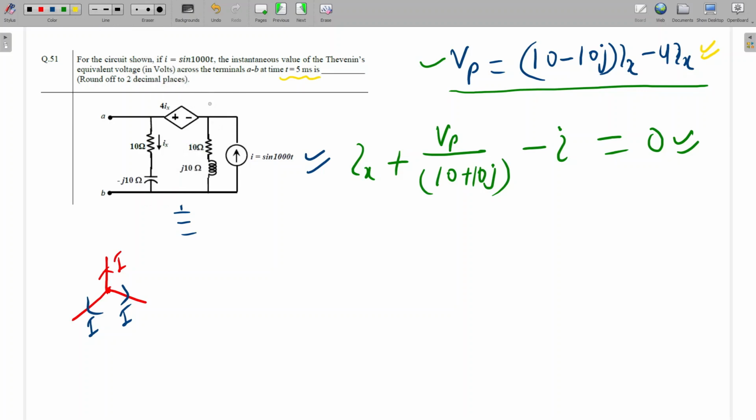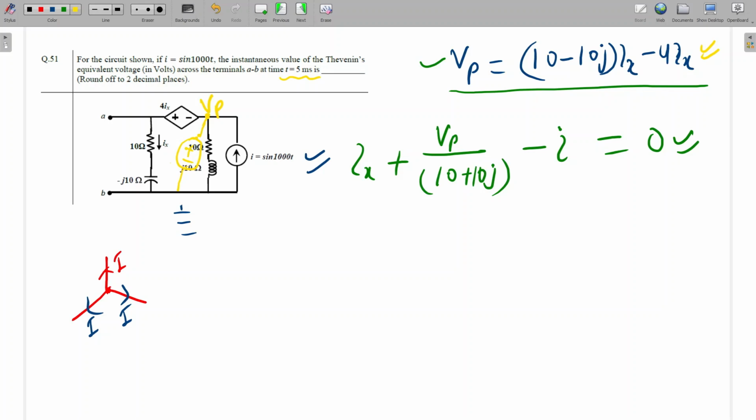Potential of this point, VAB. So let's say I am connecting a fixed test voltage source between this point and ground. Let's say this is plus, this is minus, this is connected to ground, and the potential of this point is Vp. Is it clear? This is not a voltage source, just a test source I'm connecting here. So we have to calculate this.